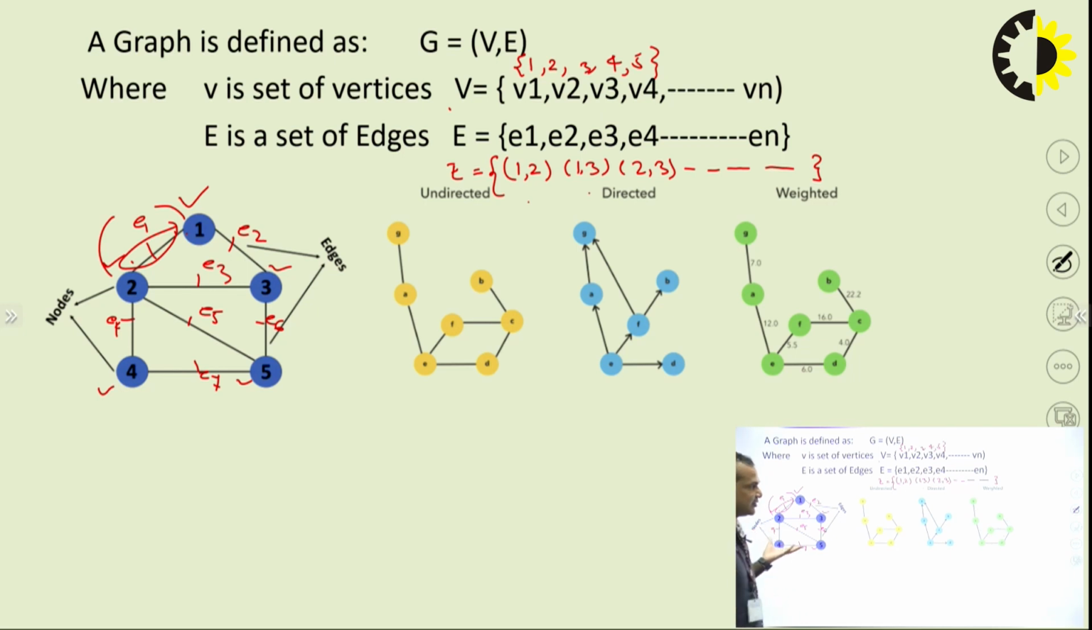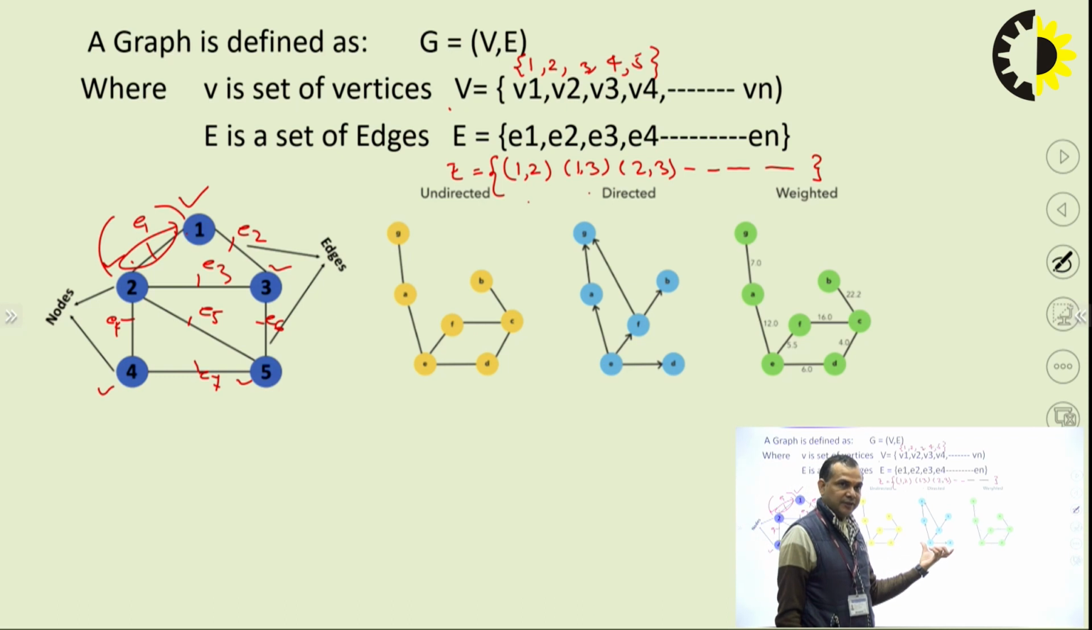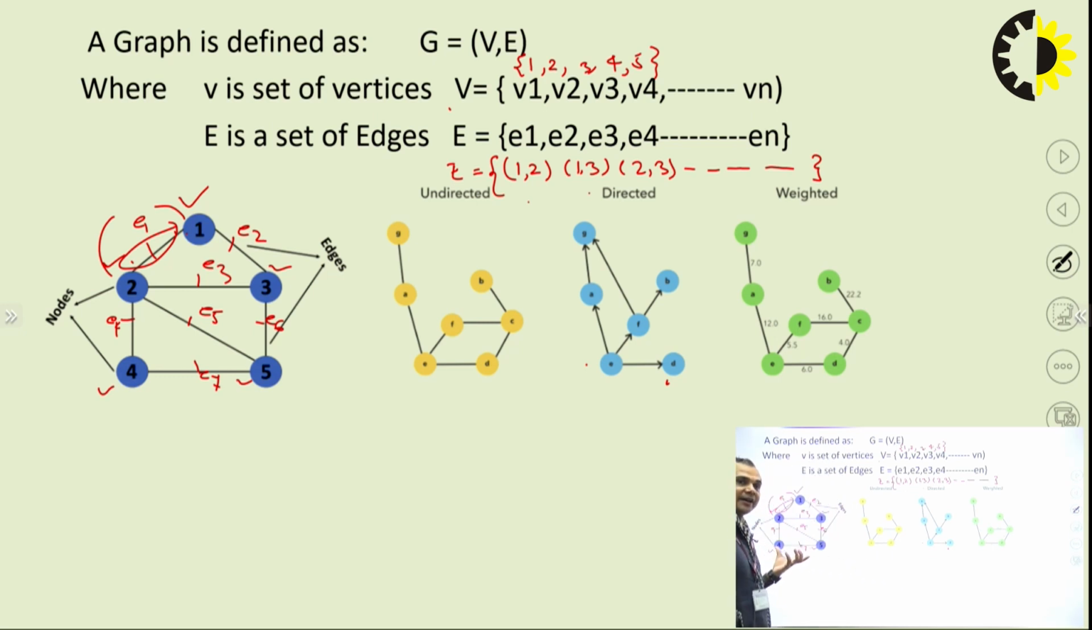So there are various types of graph. Similarly here, if I take this type of graph, it is either directed or undirected. This is a directed graph, but here this is an undirected graph.